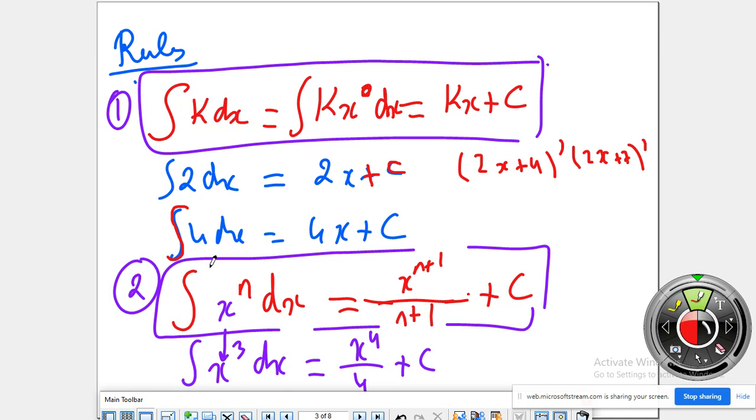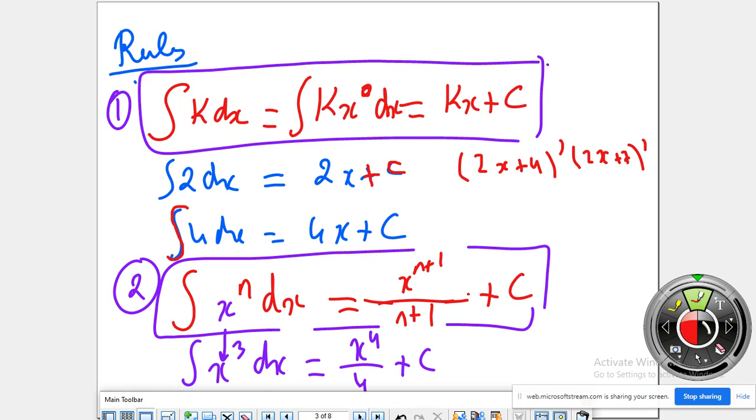Now when I have x, what is the integral of x to any exponent n? The rule is: x, I add 1 to the exponent, over the number that I got. That is, x to the n plus 1 over n plus 1, plus c. For example, the integral of x cubed: 3 plus 1 is 4, so it becomes x to the 4 over 4 plus c. Now if you do the derivative of x to the 4 over 4, the answer will be x cubed: we bring down the 4, 4 over 4 becomes 1, and x cubed. And plus c, any constant, has derivative 0. That's why I put plus c, because I don't know exactly what the constant is.